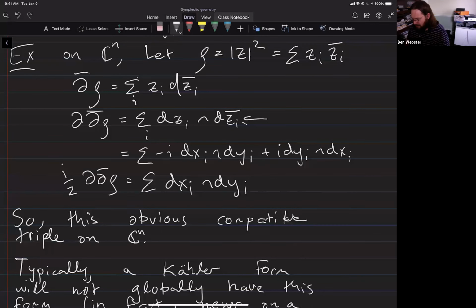All right, so this gets us that the metric is just the usual one coming from the obvious L2 norm on C^n, and it's the standard symplectic structure and the standard complex structure. So the obvious compatible triple comes from this relatively obvious function.